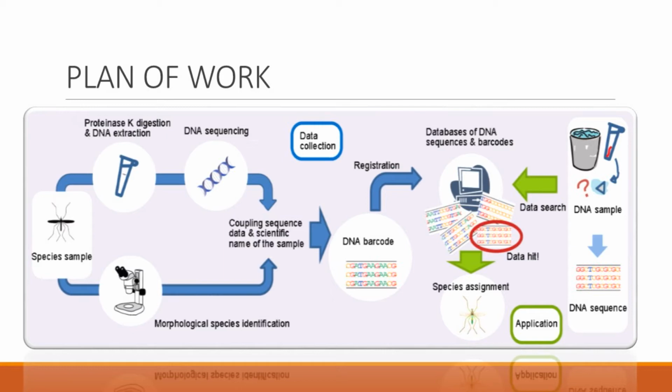In this diagram or in this slide you can see species sample collection, then data or DNA extraction, then DNA sequencing method, then coupling sequence data and the scientific name of the sample. On the other hand, we can do the species sample with a morphological species identification method as well. Then DNA barcode preparation and registration of that particular barcode in a related database. And finally, after the submission of data or information, we can easily apply the applications of bioinformatics.